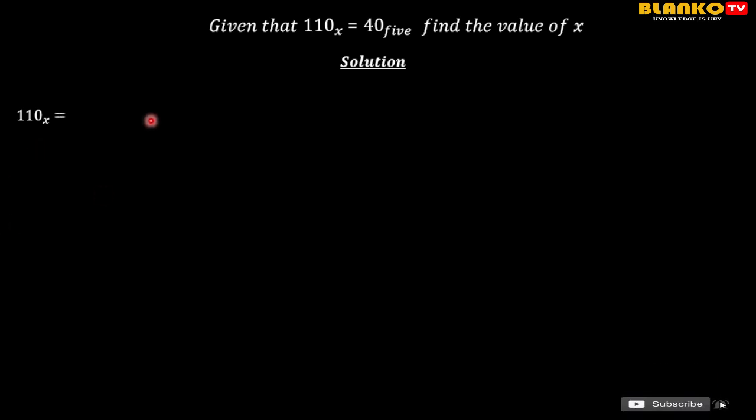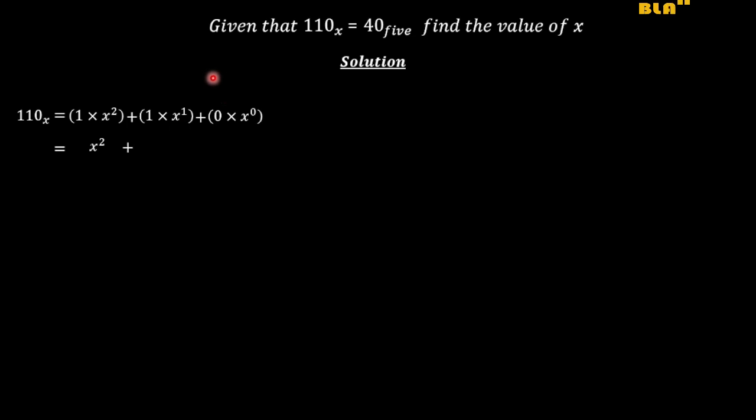So we have 1 times x raised to the power 2, or x squared, plus 1 times x raised to the power 1, plus 0 times x raised to the power 0. So x squared times 1 is x squared, plus x raised to the power 1 is x times 1, which is x, plus x raised to the power 0 is 1. 1 times 0 is still 0. Any number times 0 is 0. So this is equal to x squared plus x. So converting 110 in base x to denary or base 10, we got x squared plus x. I hope you understand.